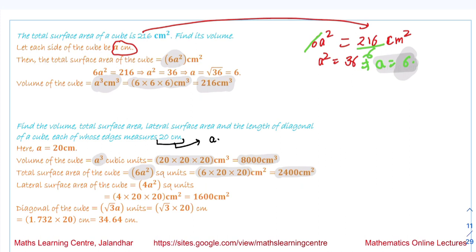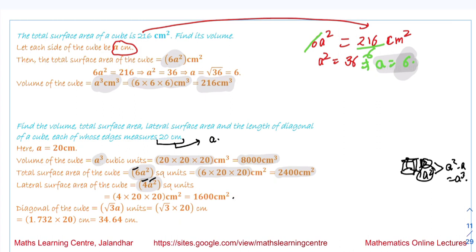Then the lateral surface area is 4a square. Lateral surface area means the area of the 4 walls. The area of each wall is a square. How many walls are there? 4 walls. So the answer is 4a square. When we are talking about total surface area, it is 4a square plus the area of the floor and the area of the roof, so it becomes 6a square. When we are talking about the volume, the area of the base is a square, and the height is again a. So the total volume is a square into a, that is equal to a cube.